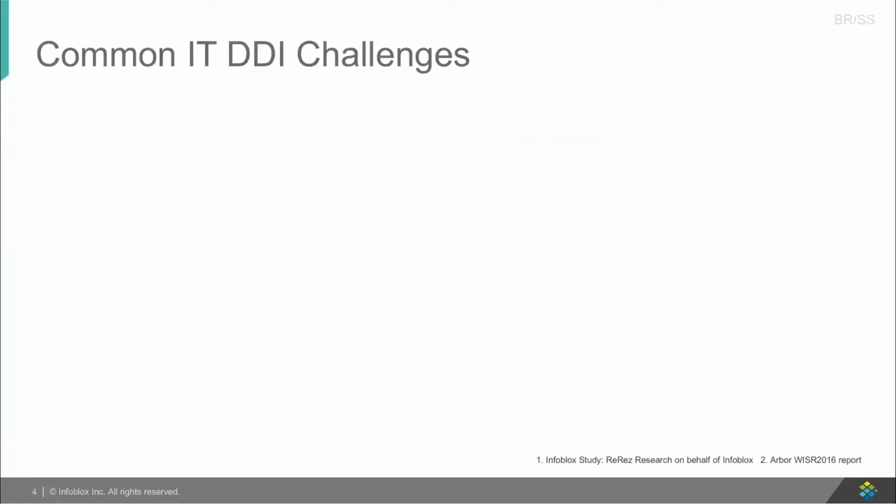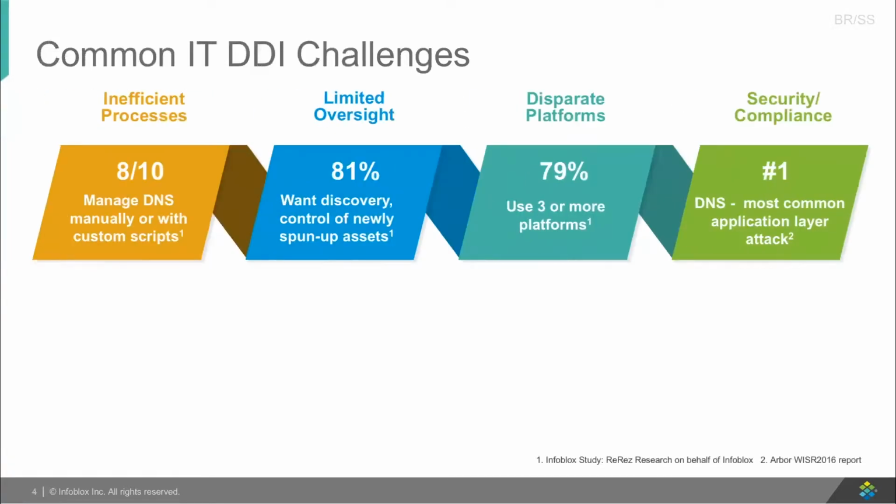Okay, so why don't we talk a little bit about some of the challenges that exist? Again, we did some more research around the whole area of DDI, and one of the areas that we found was inefficient processes. 8 out of 10 customers that were surveyed managed DNS with a manual spreadsheet, or perhaps with a custom script, or perhaps they have a home-built tool that they use. 8 out of 10, that's pretty amazing.